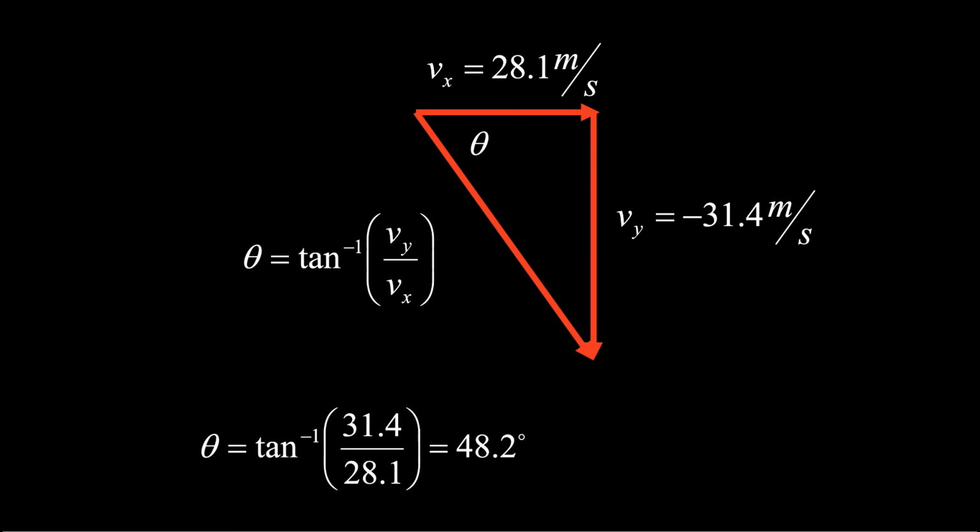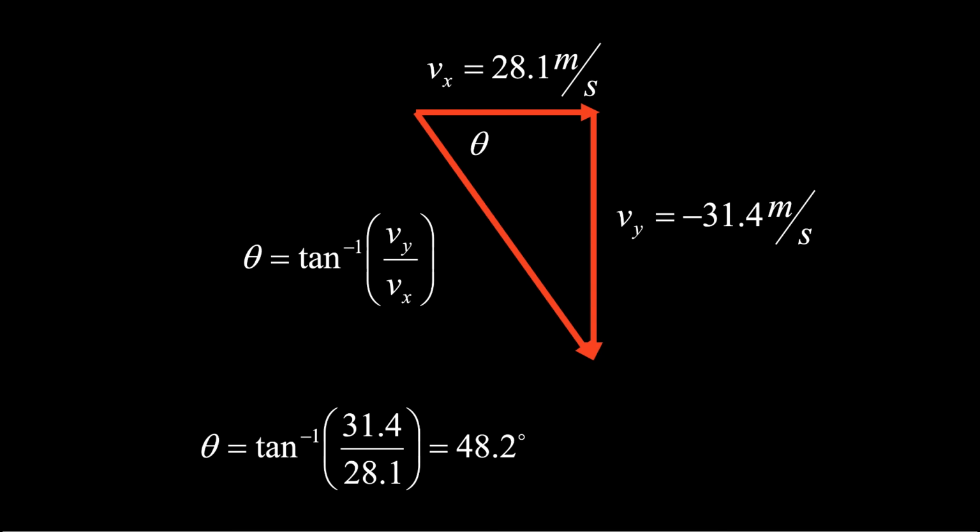This is how I do it. The angle is the inverse tangent of the y component of the velocity divided by the x component of the velocity. Inverse tangent. And that gives me the angle relative to the horizontal. So I do that calculation, 31.4 divided by 28.1. Shadi, you made a mistake. You didn't put a negative sign on the 31.4. When I use the inverse tangent on my calculator, I never, ever put negative signs in it.